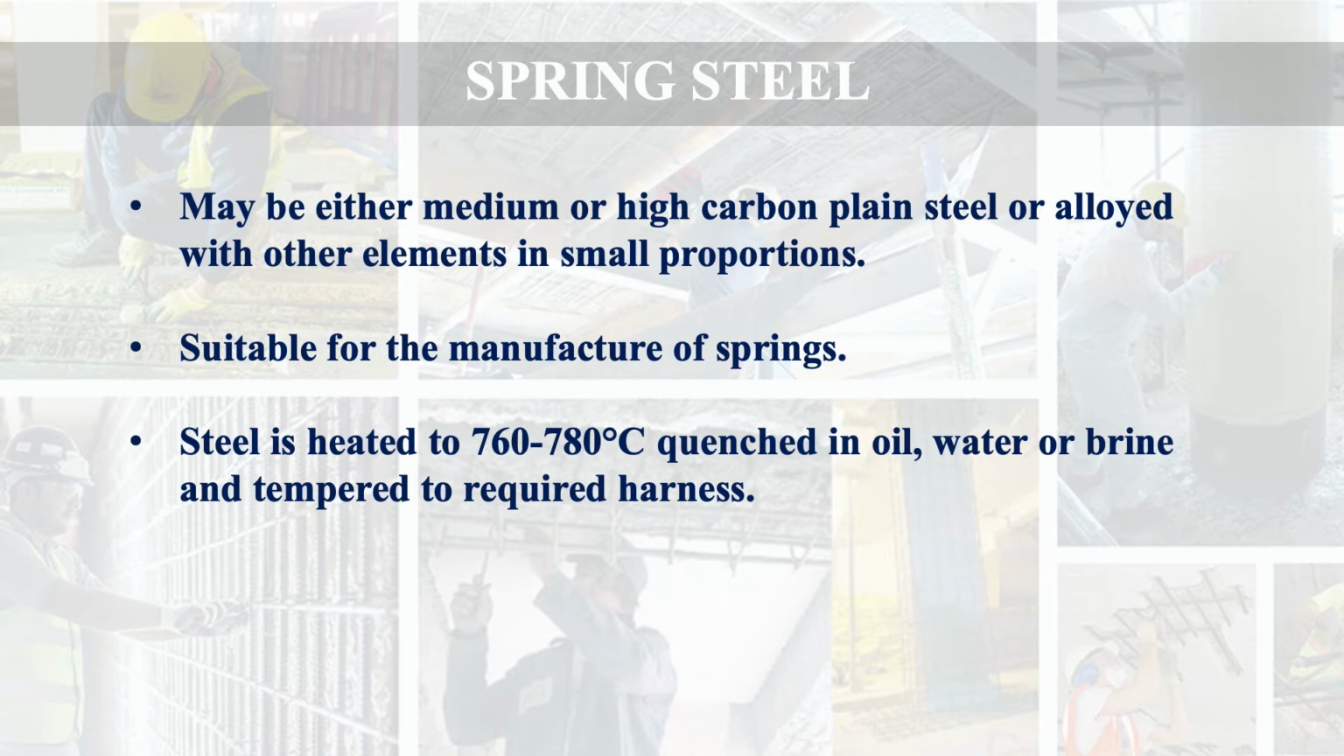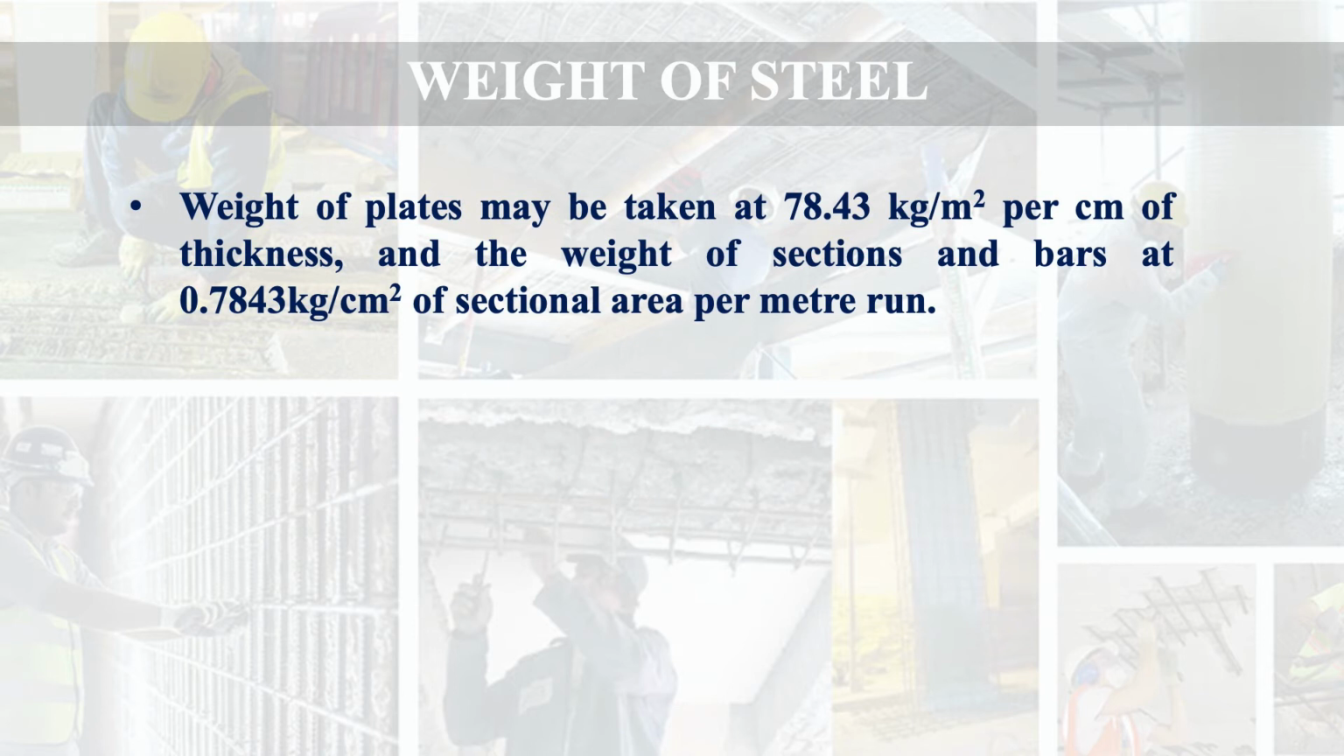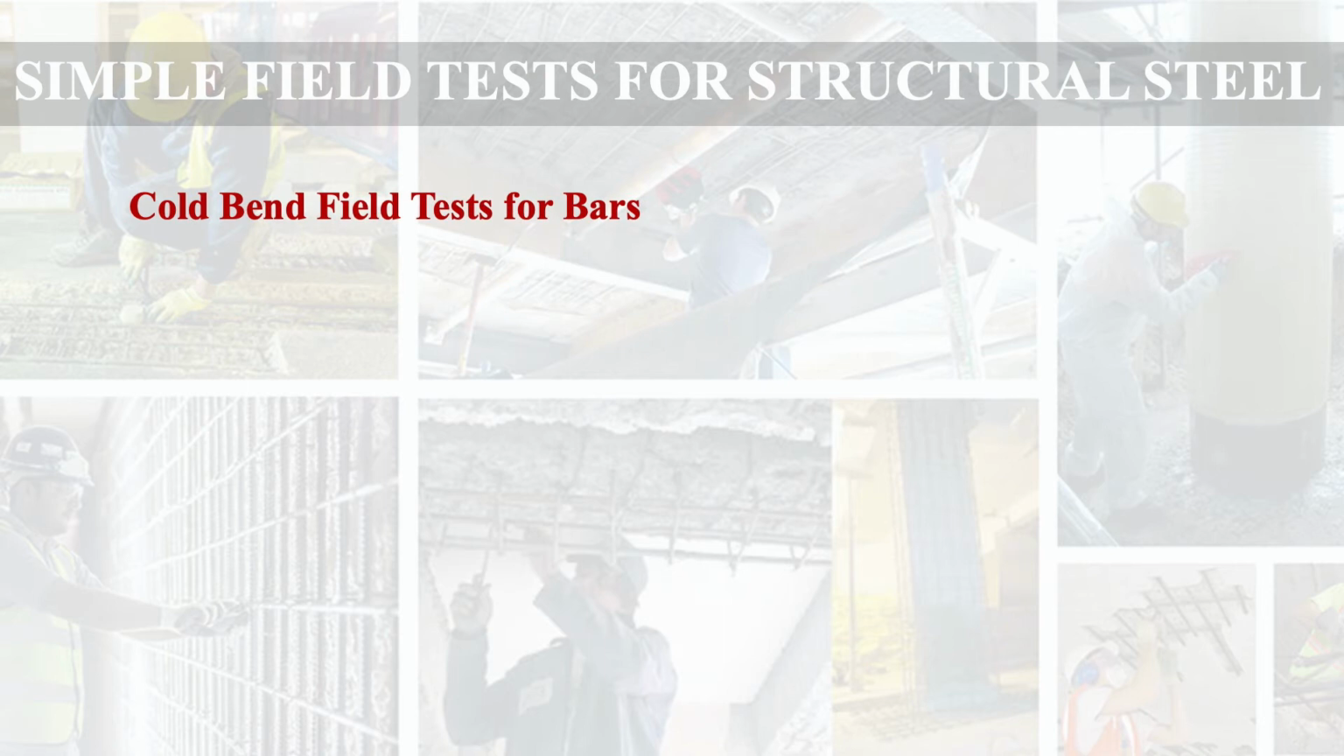Now let's look at the weight of steel. Weight of plates may be taken as 78.43 kg per meter square per centimeter of thickness, and the weight of sections and bars as 0.7843 kg per centimeter square of cross section area per meter run. Now let us look at some field tests for structural steel. First one is cold bend field test for bars.